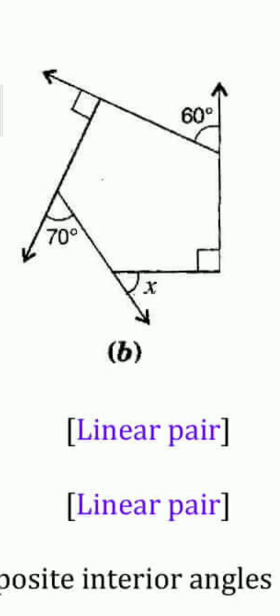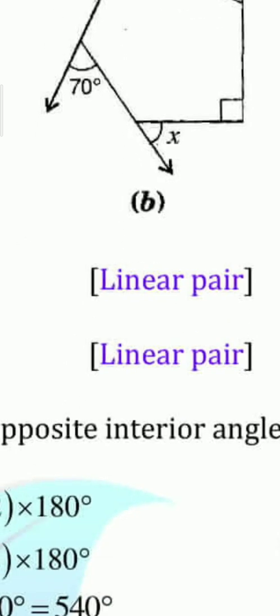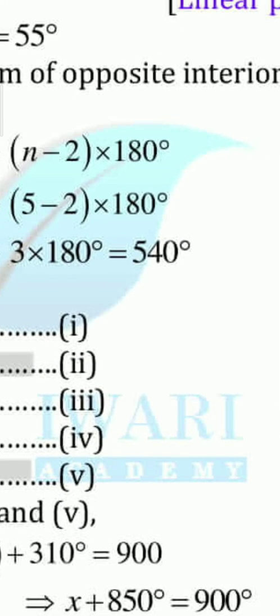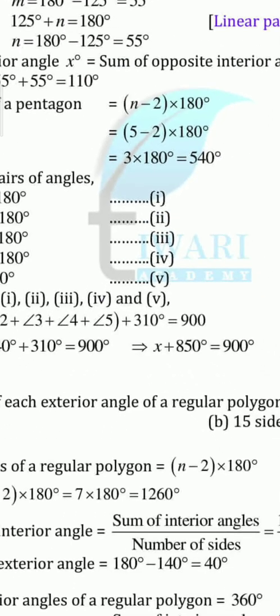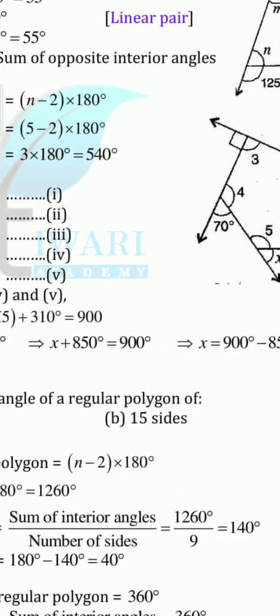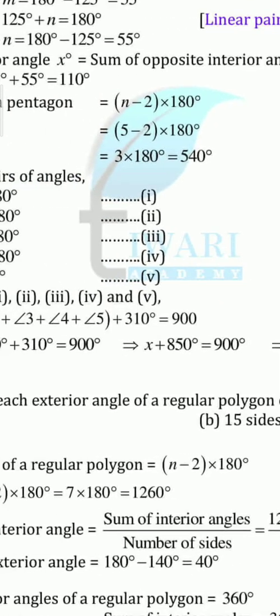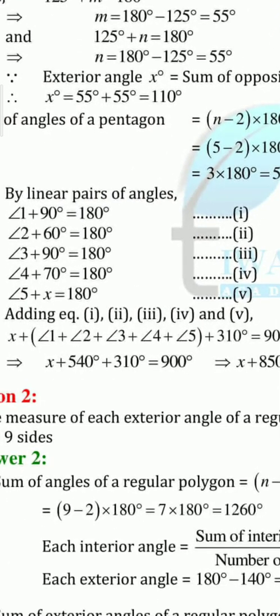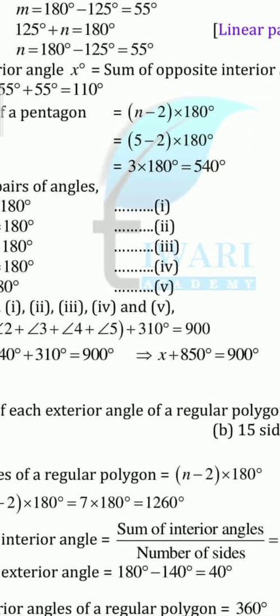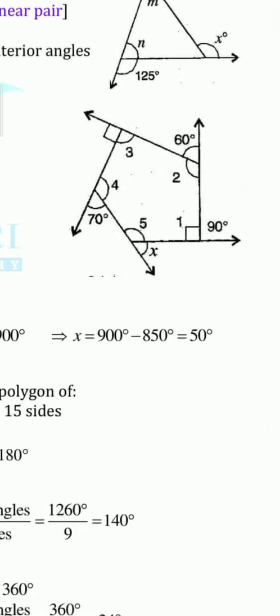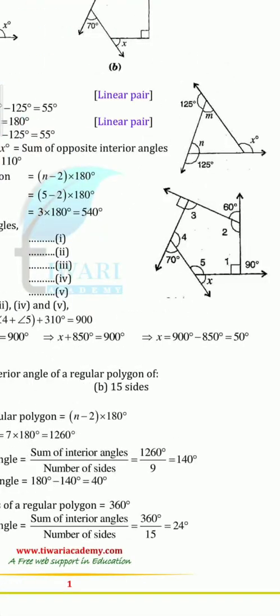Now you know the total, and you can easily find the exterior angle. One is given 90, one is 60, one is 70, another is also 90, and x. Correct? 60, 90, 70, x, 90, the sum is equal to 540. Just subtract and find the x value, and you get the answer. This is the way you will get the answer. Clear?